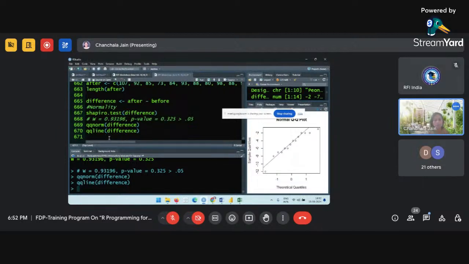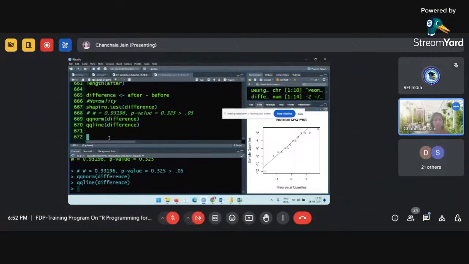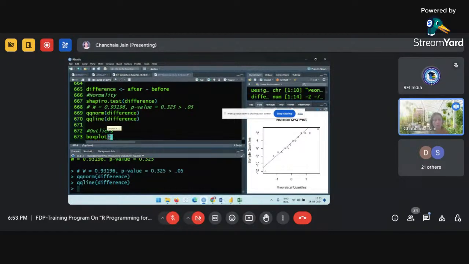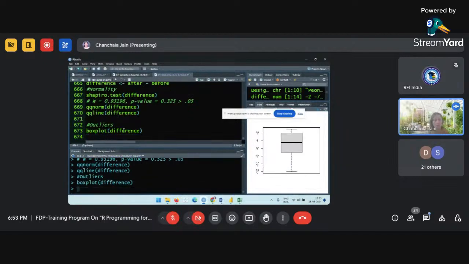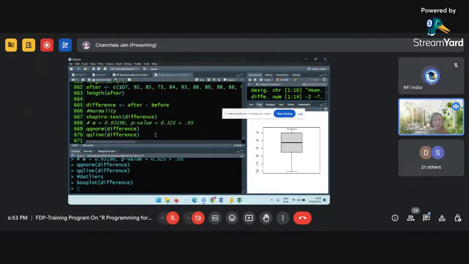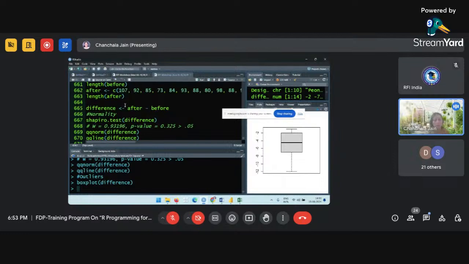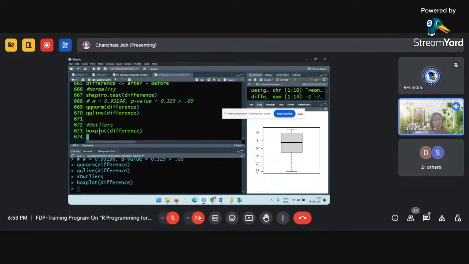Then we will go and check the outliers. For that, you need to use the box plot. Inside that, you need to write the difference, and then you can press enter. So now you can see no outliers are coming on either side of the whisker. So this way, you have checked all the assumptions of the paired samples t-test. Now you need to perform the t-test.